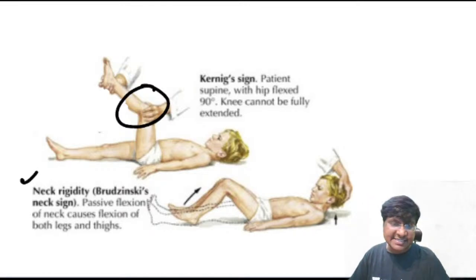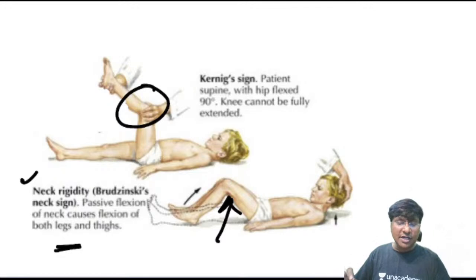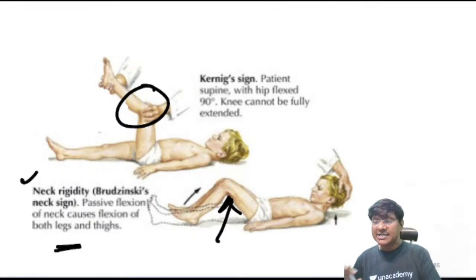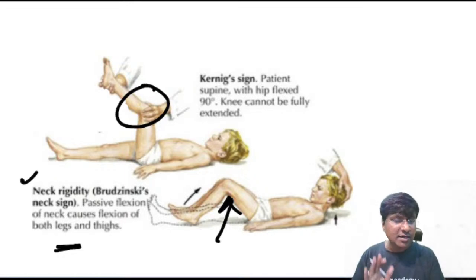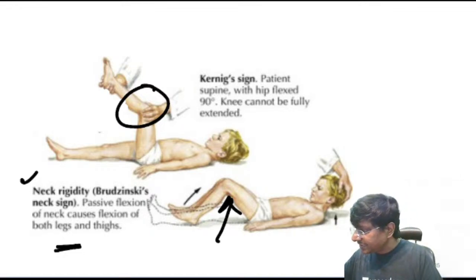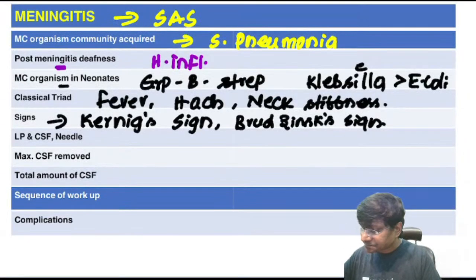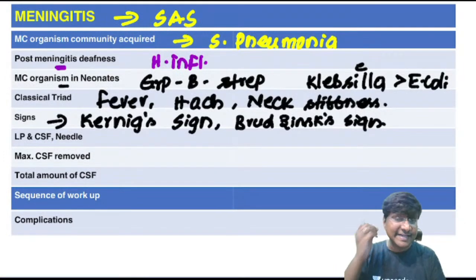Then what is Brudzinski sign? You do passive flexion of the neck. When you do passive flexion of the neck, automatically the thighs as well as the legs get flexed. That is called Brudzinski sign. Then you should know about the investigations in patients with meningitis.